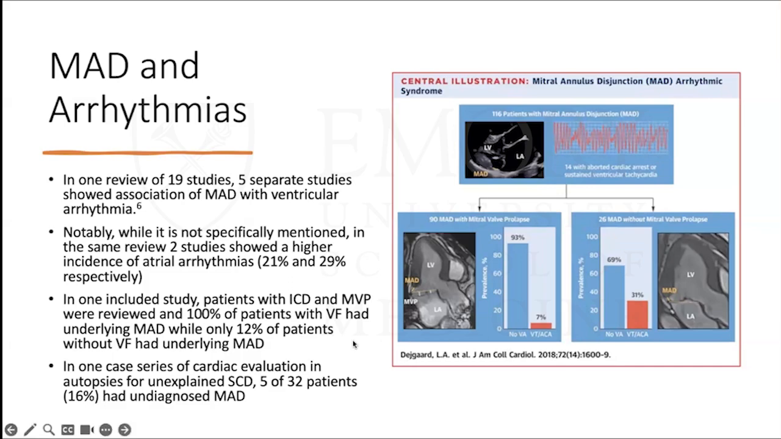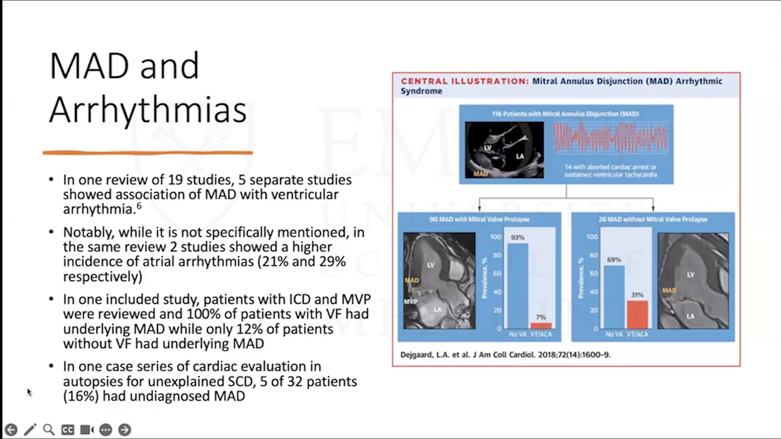So in one study, patients with an ICD, so patients that already had an ICD for a separate reason and also had mitral valve prolapse, were reviewed, and 100% of the patients that actually had unexplained VF ended up having underlying MAD, while only 12% of the patients that had no VF in this one study had underlying MAD. So showing that there was a significant increase in patients with VF if you had MAD. Notably, in this study, this was not done for MAD. This is just patients with mitral prolapse and ICDs, kind of retroactively looking at that.